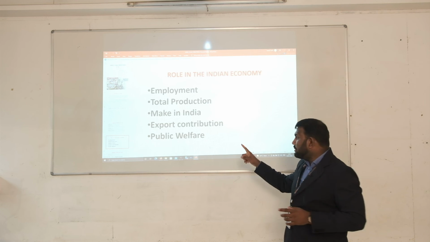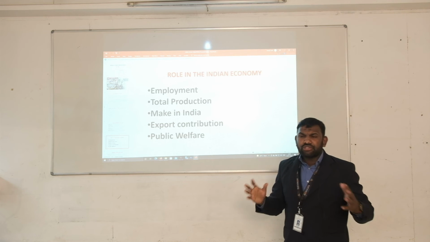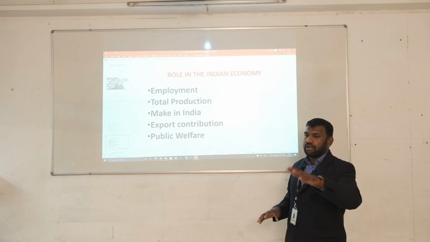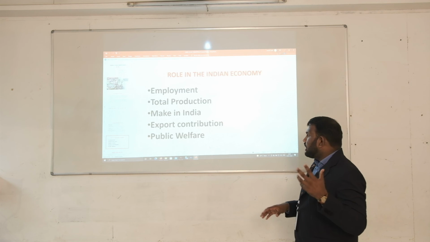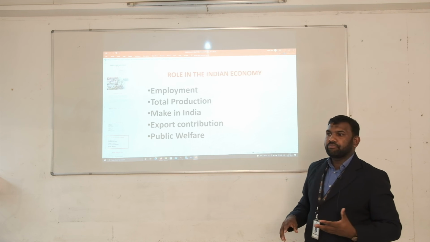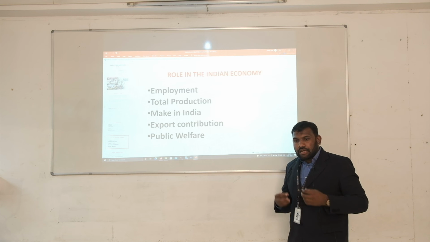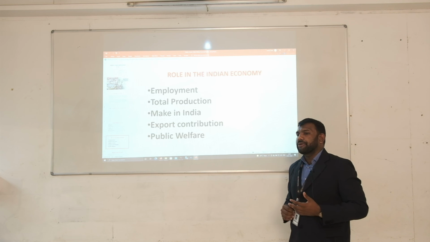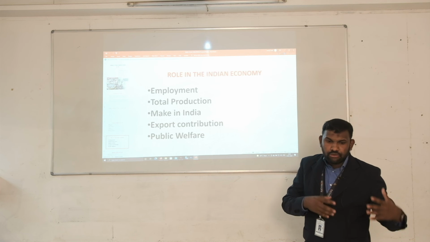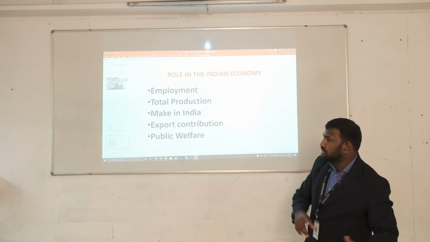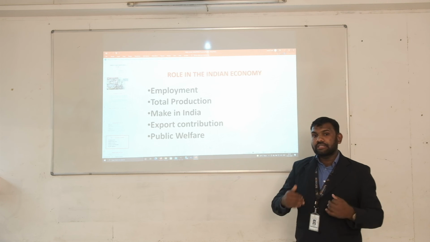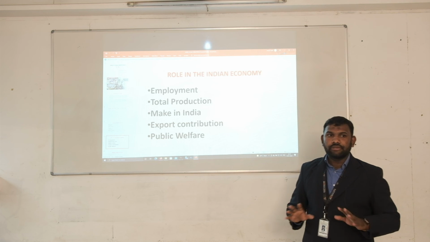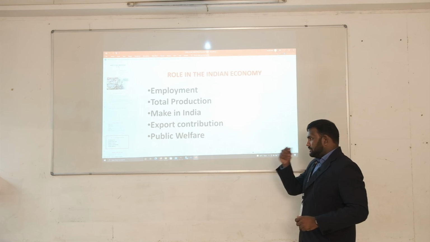And then the public welfare. Most of the small scale industries mainly focus on public welfare opportunities, and they produce welfare products. Not only that, they follow whatever the government says regarding welfare activities. Because when they register as small scale industries, they have to mention that we are doing this kind of business and we are producing welfare activities.